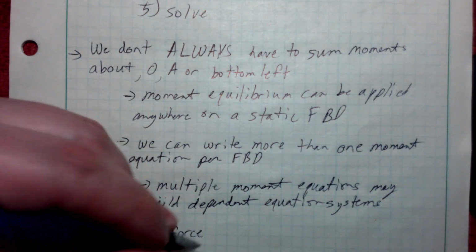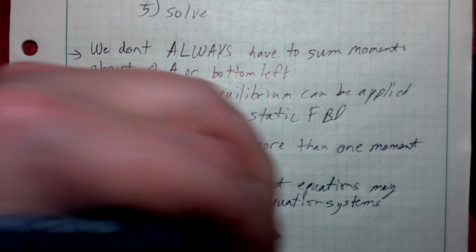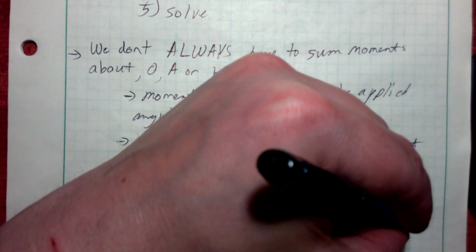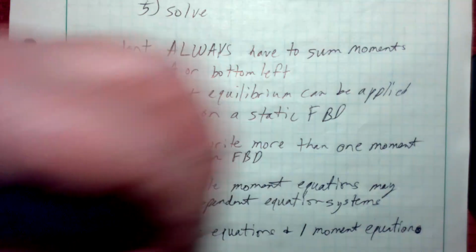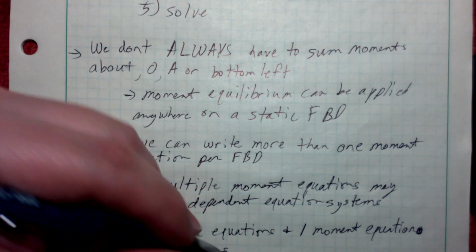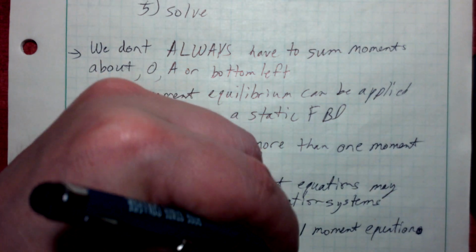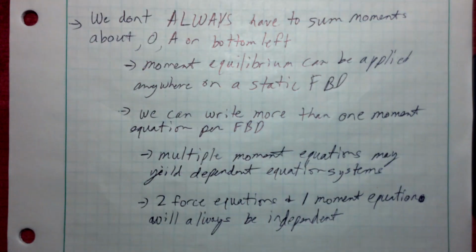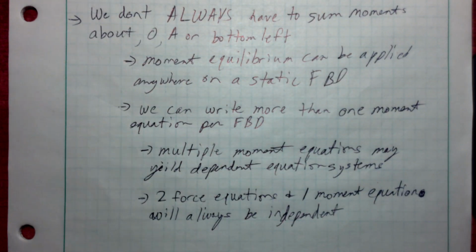Two force equations and one moment equation will always be independent and solvable. So you will always be able to write a system of equations with two force equations and one moment equation that will always be three independent equations, solvable for up to three unknowns. That is always true. You could also write three different moment equations that could yield an independent set of equations and solve for up to three unknowns.